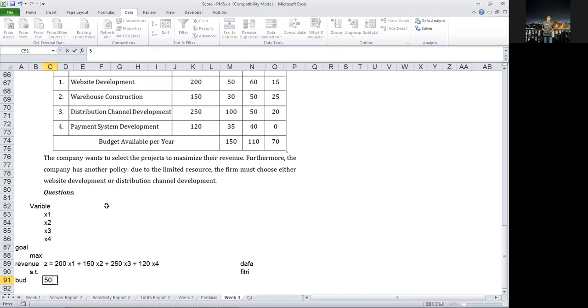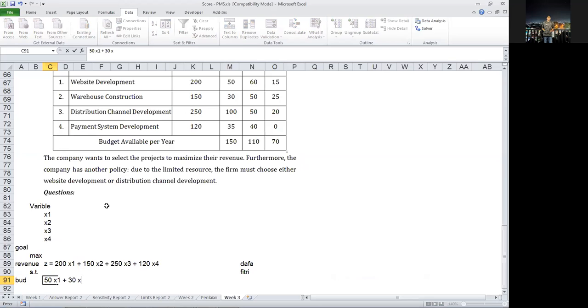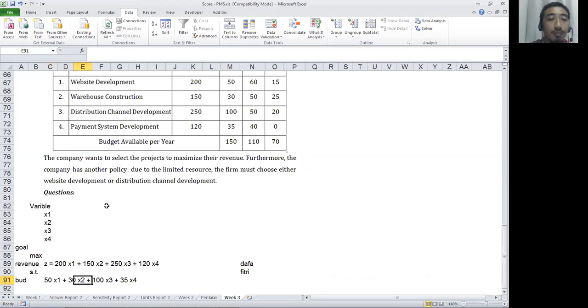50X1 plus 30X2 plus 100X3 plus 35X4 less than or equal to 150. Good.